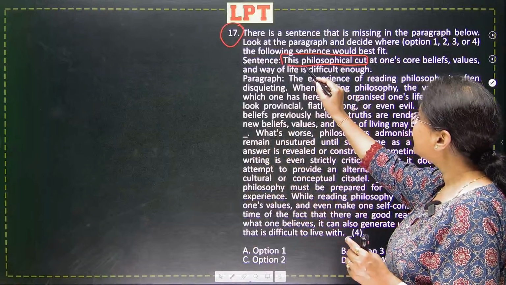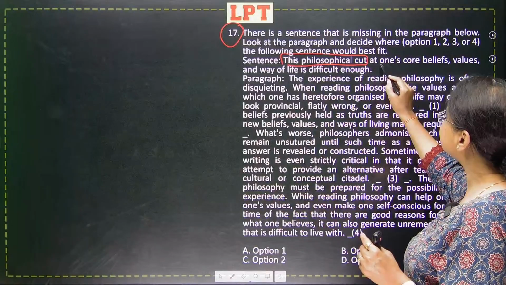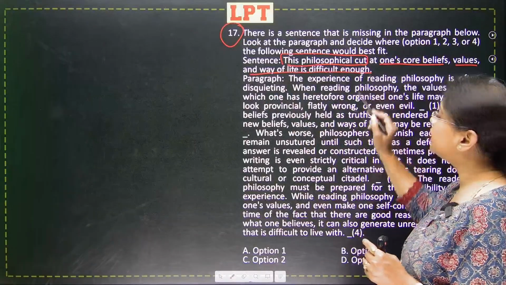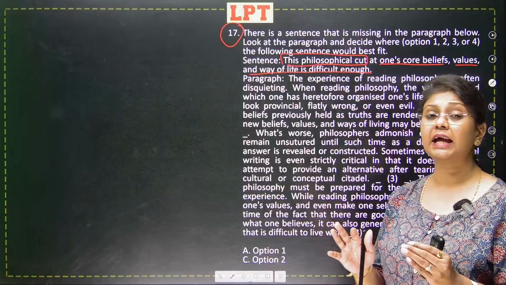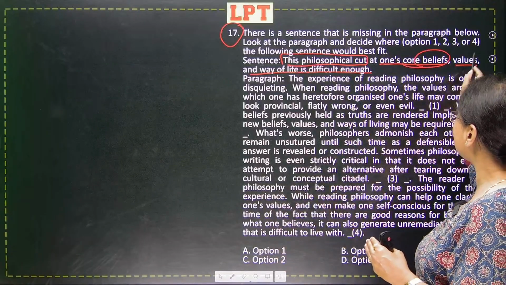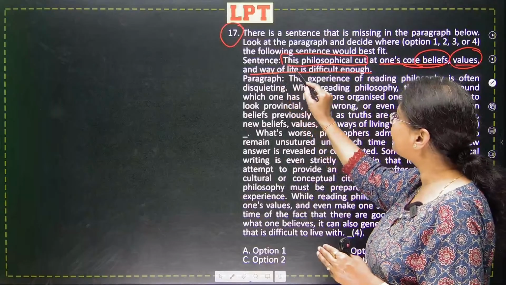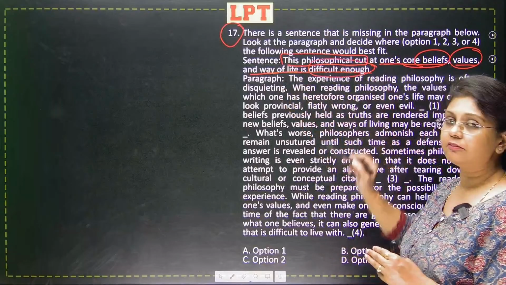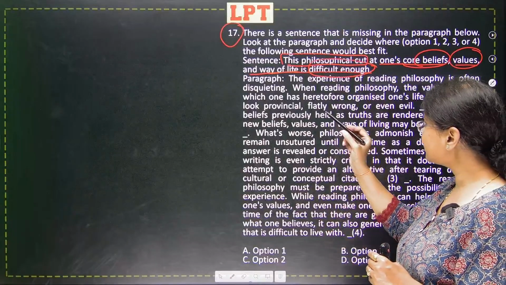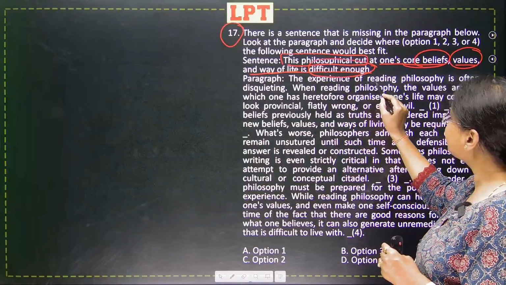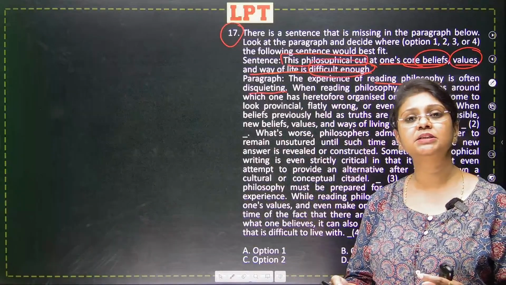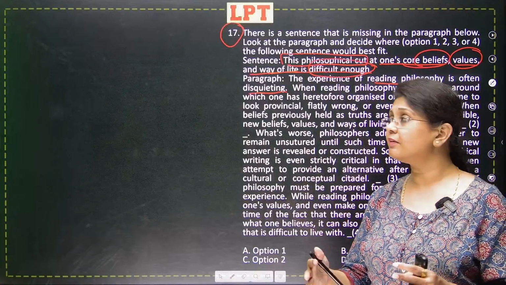It says, this philosophical cut at one's core beliefs, values and way of life is difficult enough. So it talks about the fact that the philosophical cut we are talking about, especially at one's core beliefs, values and way of life, is difficult enough. It's a difficult phase. Okay, let's read the paragraph. It says, the experience of reading philosophy is often disquieting. So it is something that puzzles you, it is something that makes you uncomfortable.